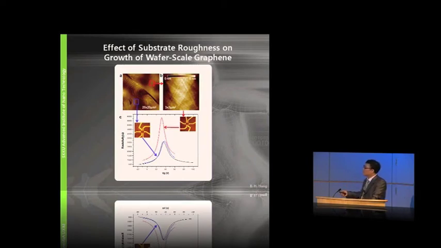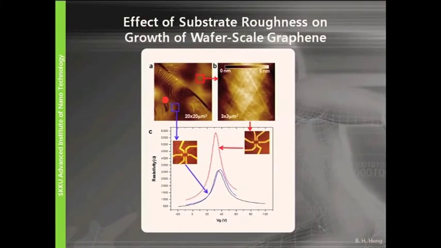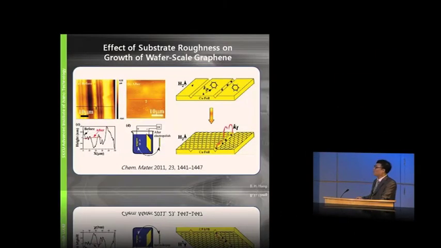So if you carefully look at the surface of the copper after the graphene growth, in this case there are a lot of step edges, and in this case it's almost atomically flat. So if you compare the mobility of the graphene from this flat area and this rough area, the mobility of graphene from the flat area is almost 1.5 times better than this case. So I think this is another evidence for our conclusion. So in this paper recently published in Chemistry of Materials, actually they tried to control the roughness of the copper using this electropolishing method.